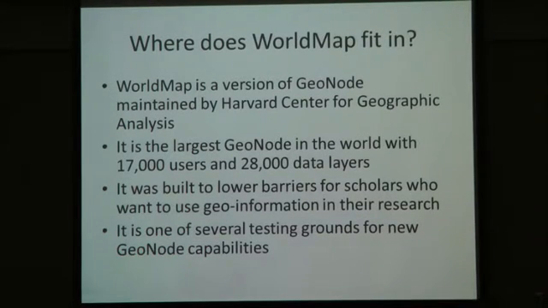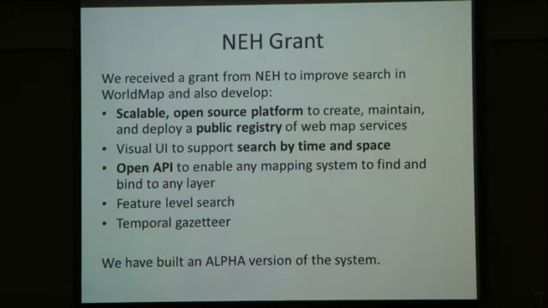All right, where does WorldMap fit into this? Well, WorldMap is a version of GeoNode. We've been maintaining it for a while. It's now the largest GeoNode in the world with 17,000 users and 28,000 data layers. It was built to lower barriers for scholars who don't necessarily want to or need to know lots about GIS, but want to use geodata in their research. And WorldMap has become one of several major testing grounds for new GeoNode capabilities. If you saw Paulo's talk earlier, you heard him talk about a number of features we're developing.